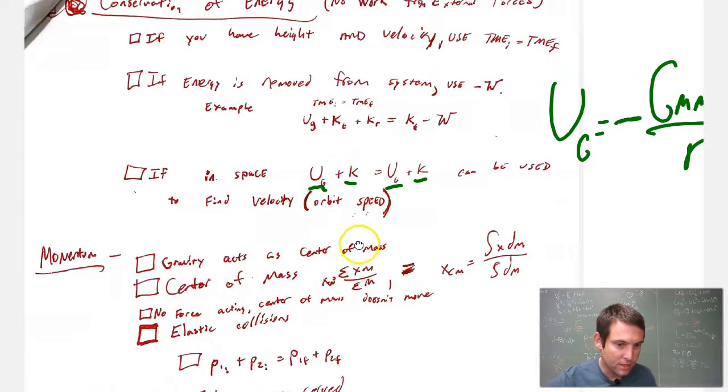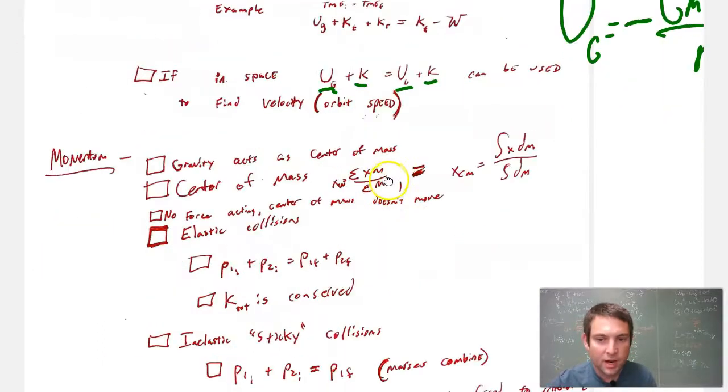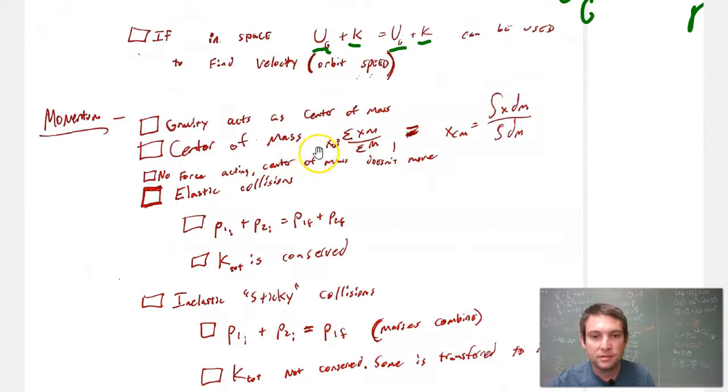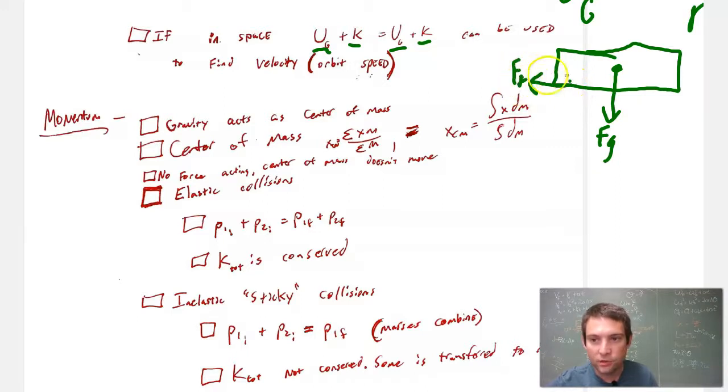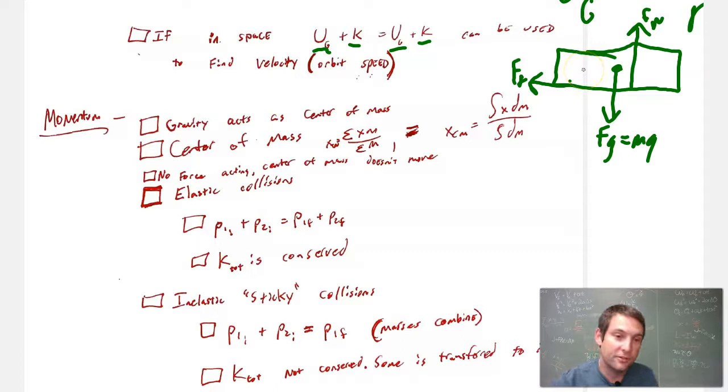What do we got next? Momentum. All right, for momentum, gravity will act at the center of mass. That makes more sense. So whenever you have a rigid body, shape is not changing, is what a rigid body is. That's where the force is coming from. Just like your frictional force is coming from the contact with the floor, or your normal force is coming with contact with the surface, your force of gravity, your weight force, mg, that comes from the center of mass.